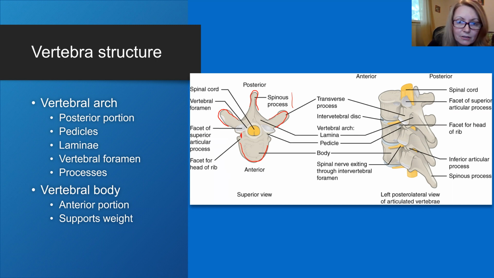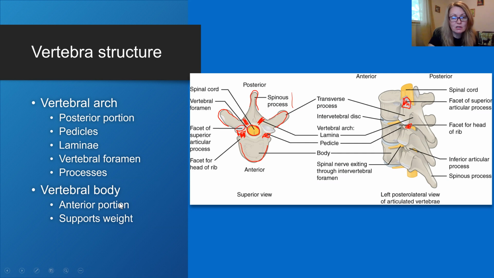Pedicles are this part right here. And lamina is this part right there. It does have a foramen inside. It's called the vertebral foramen, and inside this foramen is the spinal cord, right? So we have the spinous process, transverse processes, pedicles, lamina. We also have superior and inferior articulating processes. See, like this one, for example, this is the inferior articulating process, and this is the superior articulating process. So they articulate, or connect, with adjacent superior and inferior vertebrae, right?